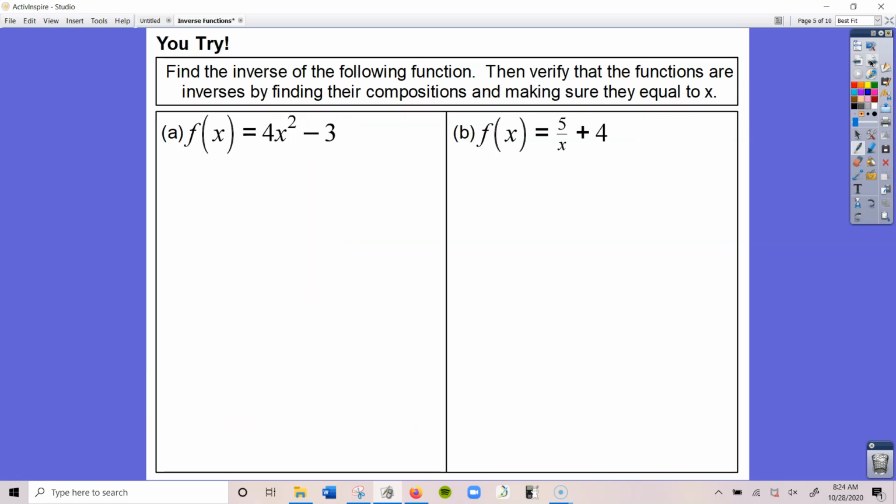Let's try this with some other functions. We're going to find the inverse and then verify by composition. So first, you replace the f of x with the y. Now we switch places. And now we solve for x. So first I'm going to add 3 to both sides. And I have x plus 3 is equal to 4y squared. Now I divide by 4.